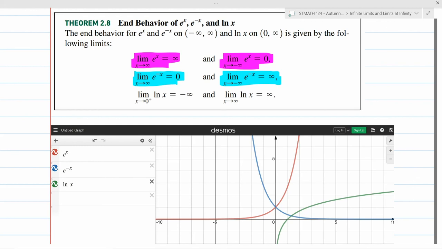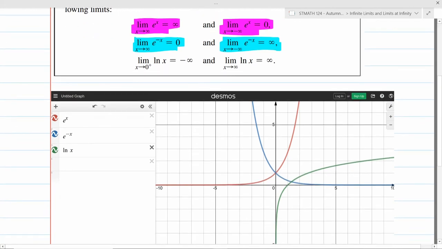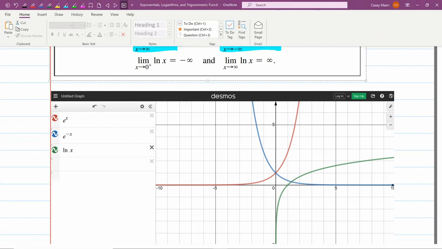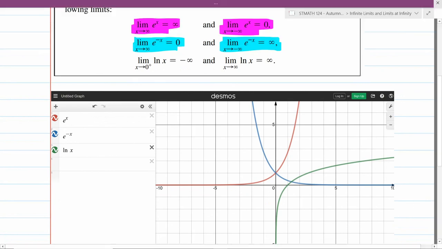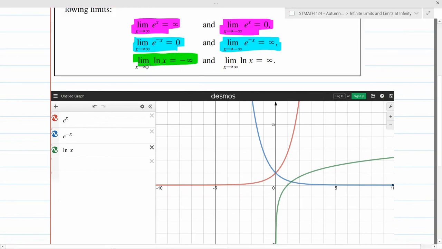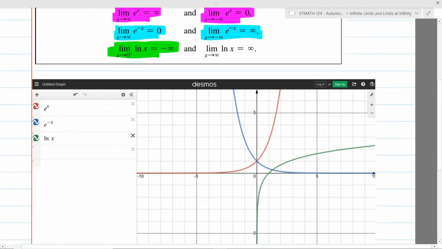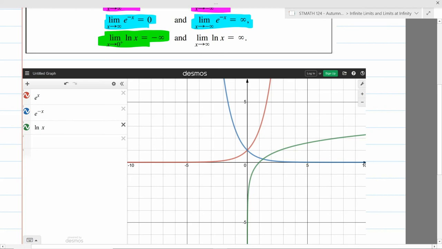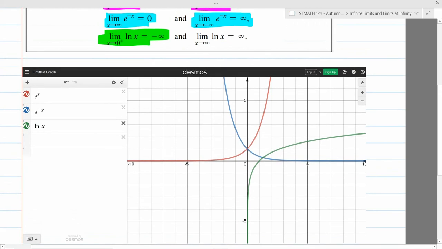And then the green function, the natural logarithm, you see its end behavior. Now notice the natural log, it's not even defined for negative numbers. You can only take natural log of positive numbers, but you can take the limit as x goes to 0 on the right, and you see that it goes to negative infinity. So that's sort of its end behavior on the left end of its domain. And then it goes to positive infinity as x goes to positive infinity.